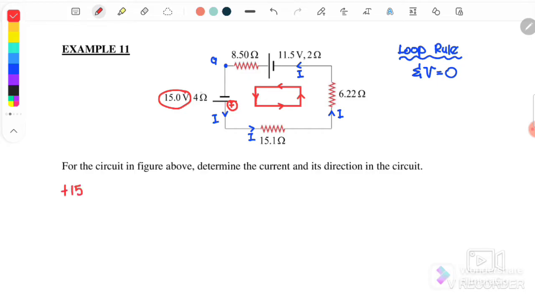There is also an internal resistor of 4 ohm. For the internal resistor, the direction of the current is going downward and the direction of the loop is also going downward, so both are the same direction, and we substitute positive. When the current passes through the internal resistor, energy is dissipated, so we must substitute negative for I.